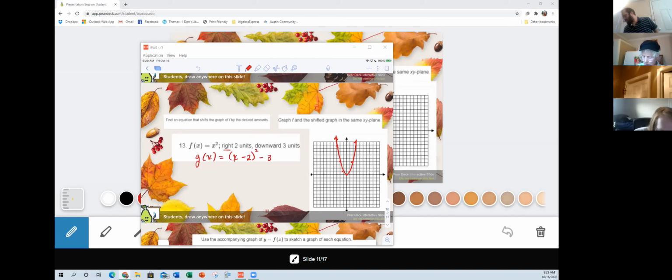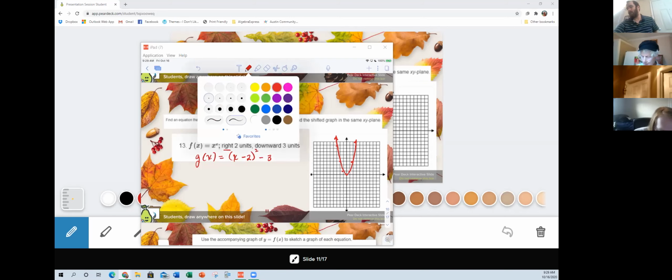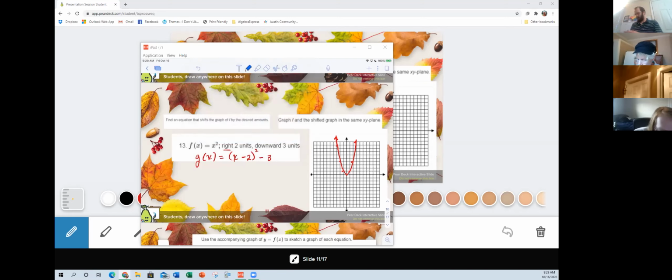So if we want to graph g of x, we can just take each one of these points on the original curve and shift them to the right 2, 1, 2, and down 3, 1, 2, 3. So I just would take every single point on the original curve and shift it to the right 2. And I'm telling you, my sense of direction, sometimes I'll say left and go right, and you really have to watch me. So this should have gone right 2, 1, 2, and down 3, 1, 2, 3.